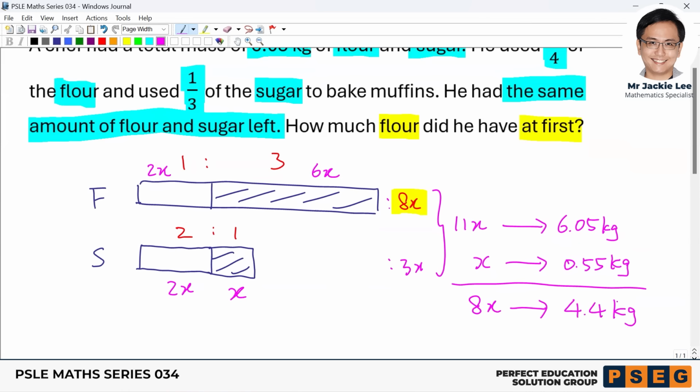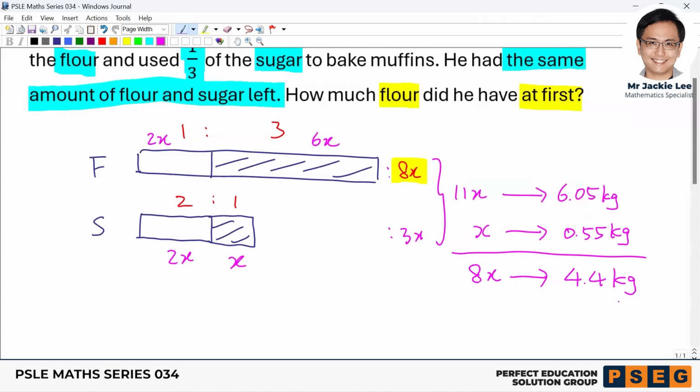Now, but I think in the answer format, they want kg and gram. So ultimately we write this as 4 kg. The 0.4 kg will be 400 grams. So make sure you fulfill the final format.